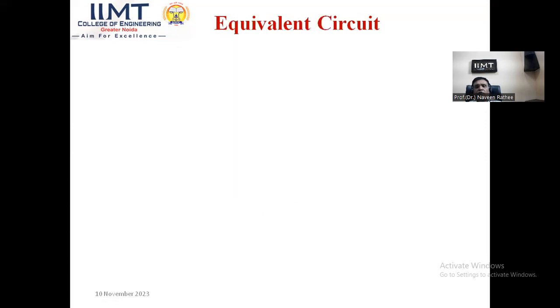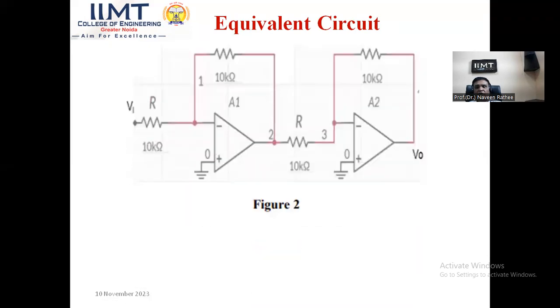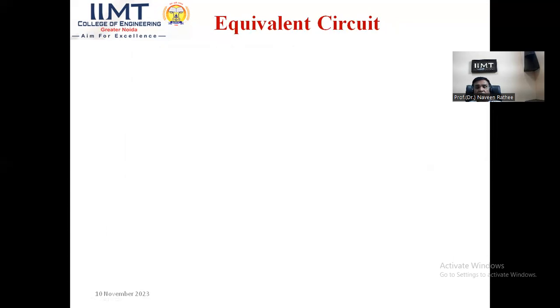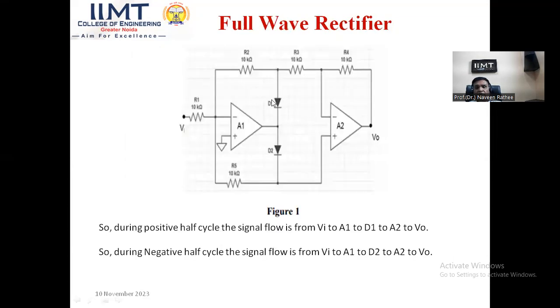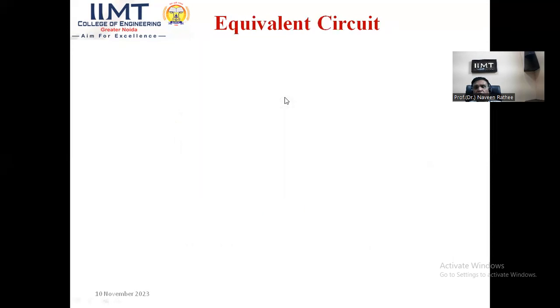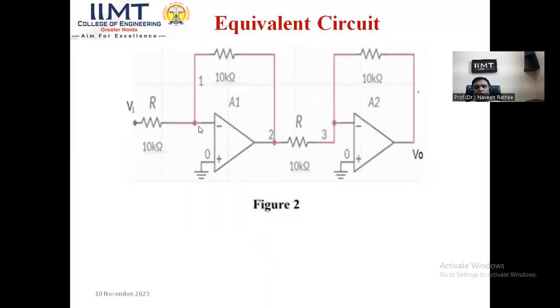If I want to draw the equivalent circuit using the positive cycle and negative cycle, let me show you first the equivalent circuit diagram of the positive half cycle. During the positive half cycle, diode D1, the upper diode, was conducting. You can see it from here. When this diode D1 is conducting, the circuit will become like this and the signal will pass through the 10 kilo ohm resistor.